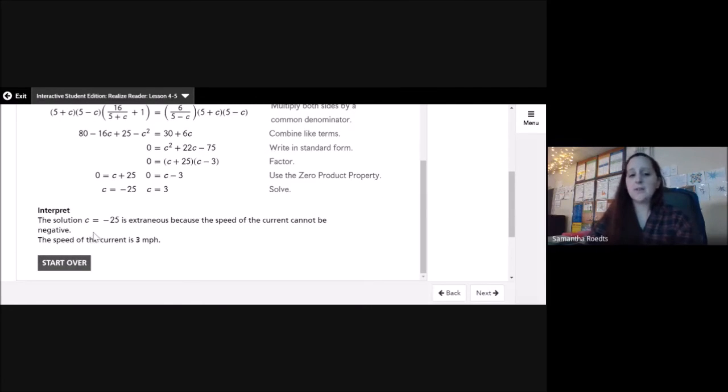The solution C equals negative 25 is extraneous because the speed of the current cannot be negative. The speed of the current has to be 3 miles per hour. A lot of times in these situations, you'll actually get a negative and a positive solution. 99.9% of the time, the negative is going to be an extraneous solution.